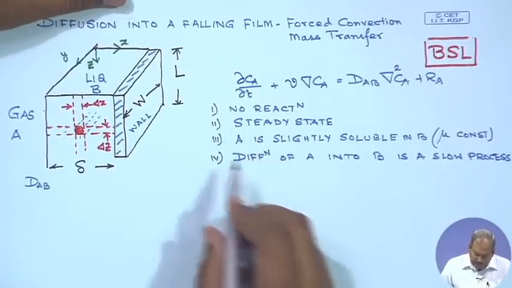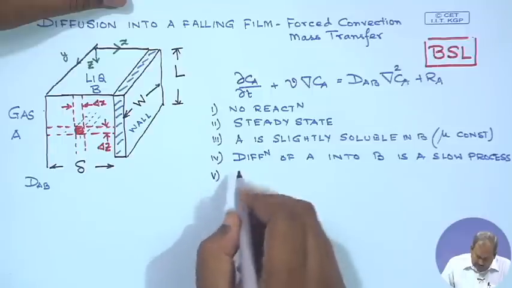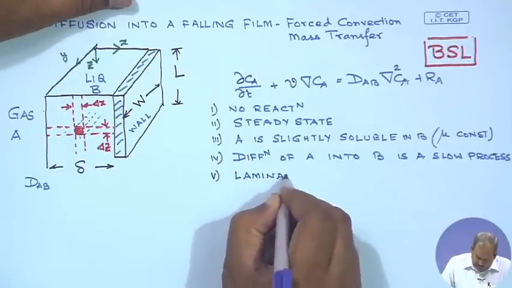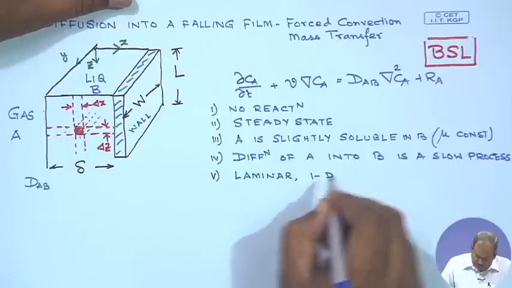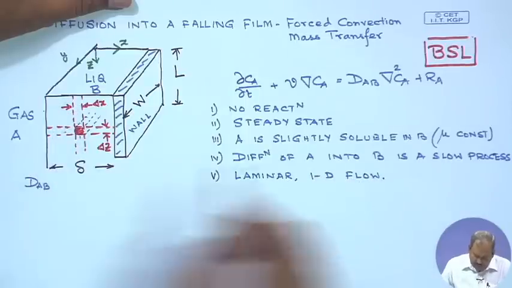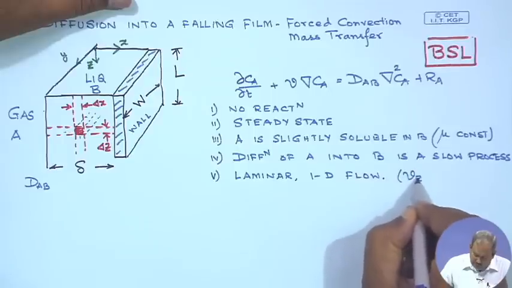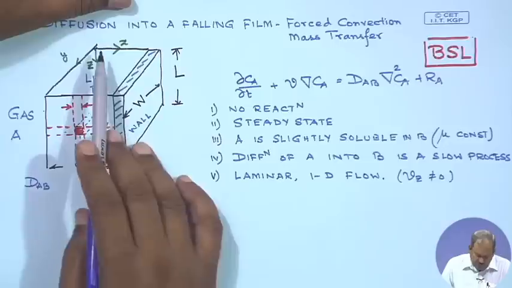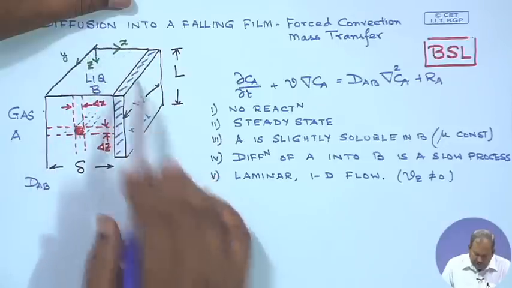The other one is it's laminar 1D flow such that we have velocity, so we have only Vz which is not equal to 0. There is no velocity in the y direction and no velocity in the x direction.